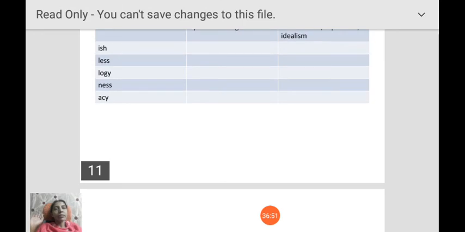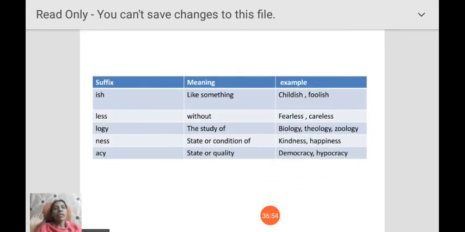Then let us look at the second one. Here I have given the list for display. Ish, like something. If something is like something else, then we use the suffix ish there. The examples given here are childish and foolish. Something that is like a child is childish. Something that shows you are a fool is foolish.